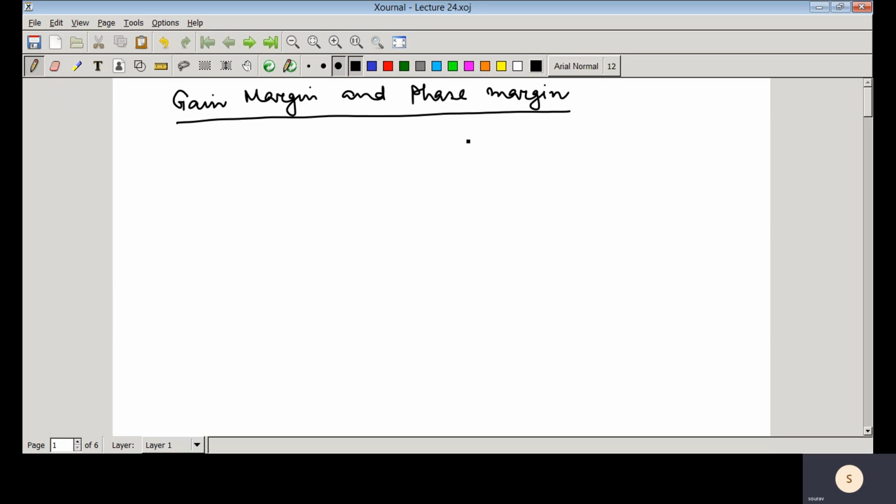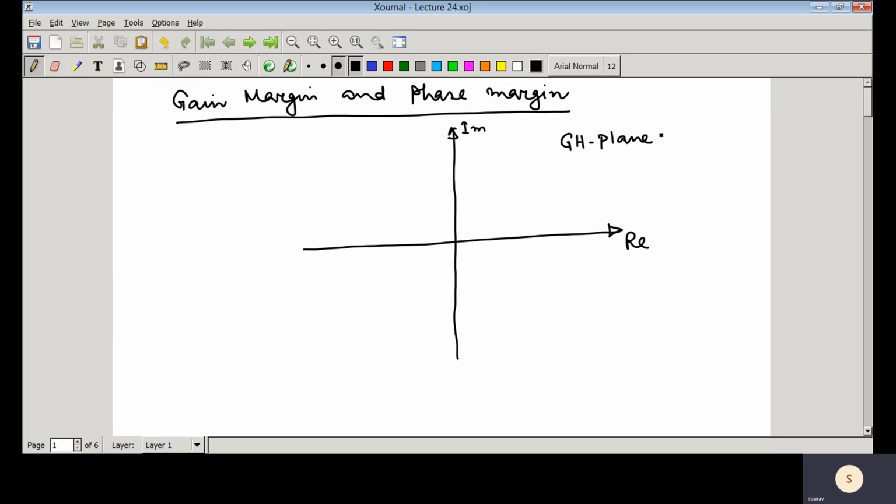So let us first draw a part of the Nyquist diagram. This is the GH plane, so this is the real part and this is the imaginary part. Suppose this is the part of the Nyquist plot, where omega is increasing, and this is the origin, and suppose this is the critical point -1. Now if we draw a unit circle passing through this -1 point, that means with center at the origin, this is one unit circle.